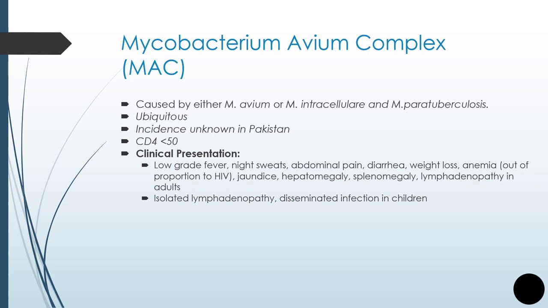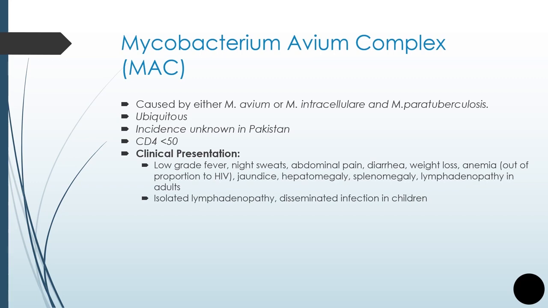Clinically, the patient presents with low-grade fever, night sweats, abdominal pain, diarrhea, weight loss, and anemia, which is out of proportion to the stage of HIV. Sometimes jaundice, hepatomegaly, splenomegaly, and lymphadenopathy can be found in adults. At times, it is clinically very difficult to differentiate this from Mycobacterium tuberculosis infection, and if suspected, then both should be treated. In disseminated Mycobacterium avium infection, hepatitis can also be present.